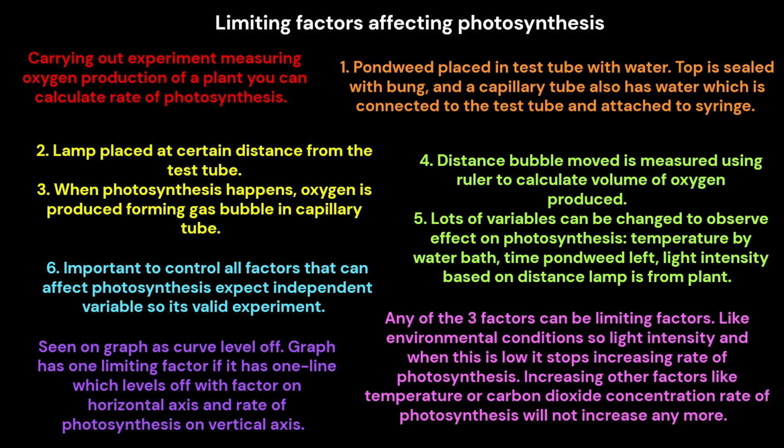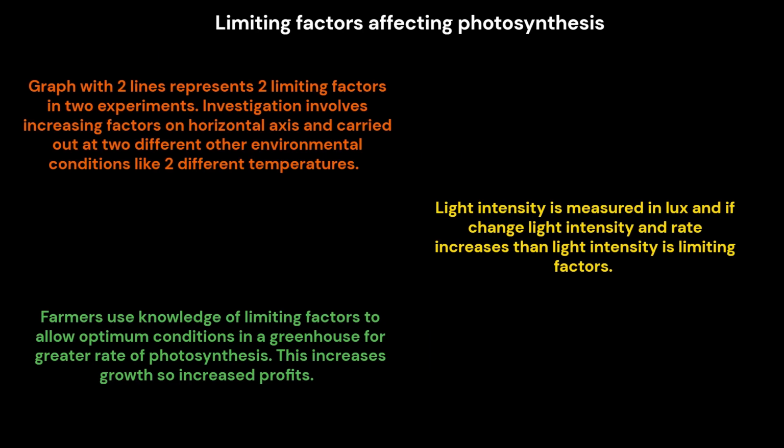A graph has one limiting factor if it has one line, which levels off, with the factor on the horizontal axis and the rate of photosynthesis on the vertical axis. A graph with two lines represents two limiting factors in two experiments. The investigation involves increasing the factor on the horizontal axis and is carried out at two different other environmental conditions, like two different temperatures. Light intensity is measured in lux, and if you change light intensity and the rate increases, then light intensity is the limiting factor.